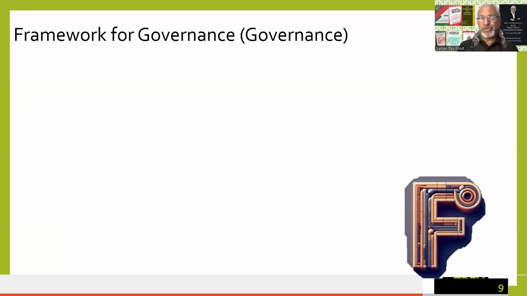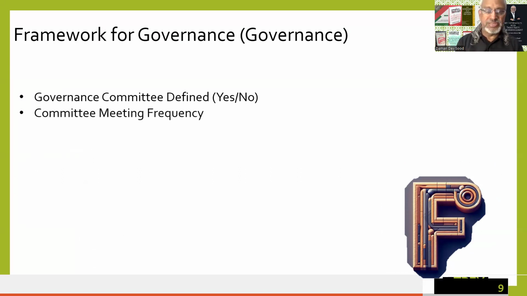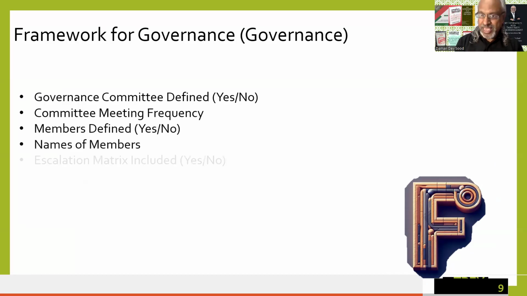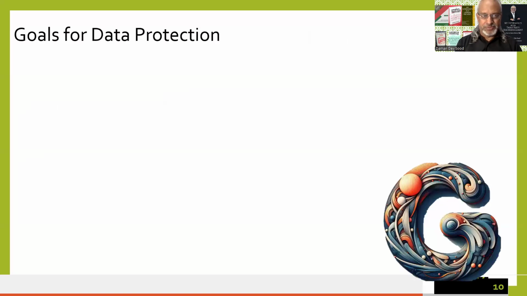F is framework for governance, which is very important. So has the governance committee been defined? Who are in the governance committee? What is the frequency of meeting? Members, names, details. So when I say names of members, you may like to have full contact details also. Then have you included the escalation matrix from both sides? Escalation will be required in any relationship at some point in time. Reporting procedure.